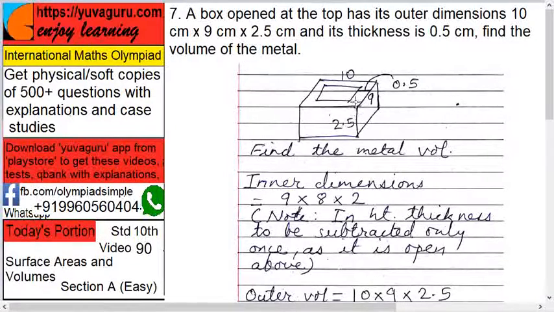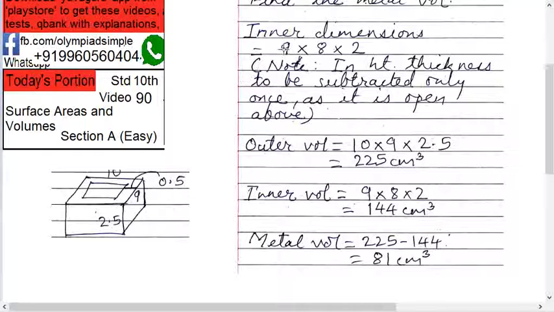2.5, right? So this height is 2.5, so it will decrease only once, meaning 0.5 only once, whereas in length, outer is 9, so inner will be 9 minus 0.5 minus 0.5, 2 times, right? Breadth 10 minus 0.5 minus 0.5, 2 times, but height 2.5 minus only once 0.5 because it's open at the top, right? This is the only crux of the problem. Remaining things are easy in this problem. So the inner dimensions are 9 by 8 by 2, right?